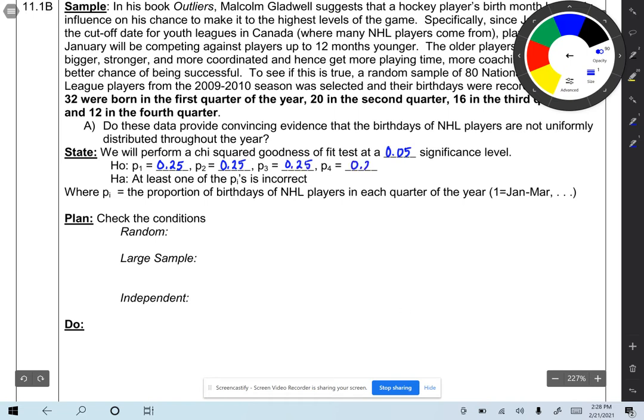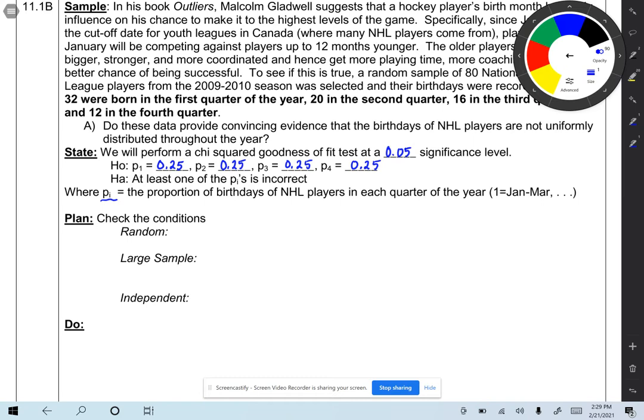That's your null hypothesis. In the alternative hypothesis, at least one of those, P1, P2, P3, P4, is incorrect. Then we identify what P1, P2, P3, P4 stand for. Pi is the proportion of birthdays of NHL players in each quarter of the year, where the 1 for P1 stands for January through March, and then April through June, July through September, and October through December.